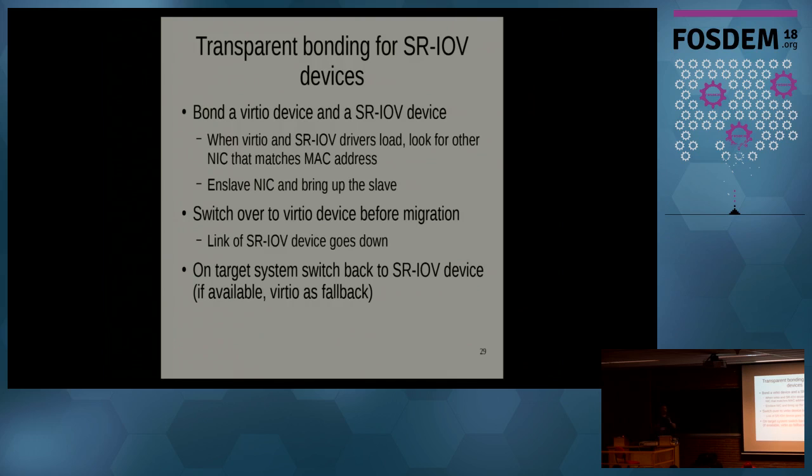Or one sentence. This is just a new idea to do transparent bonding in a guest without complex configuration by the user. The idea is to have a VirtIO device that has a special feature flag. If this feature flag is seen in the guest, then we can look for another SR-IOV device that we can bond with. Then we could always use a fast data path over the SR-IOV device. For migration, we could put the link of the SR-IOV device down and switch over to a VirtIO device, do a migration, and on the target system, see if there is another capable SR-IOV device that we can use for the data path. And if not, we could just use the VirtIO device. So, yeah.